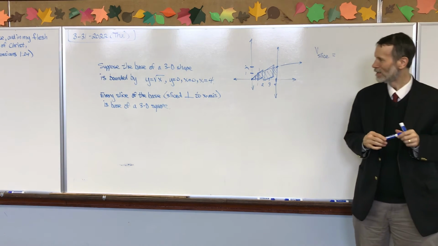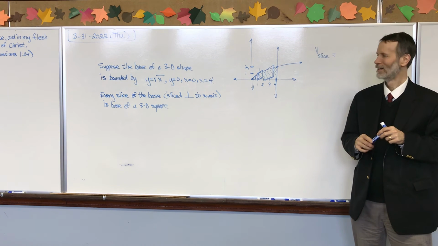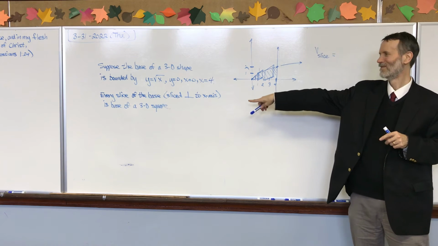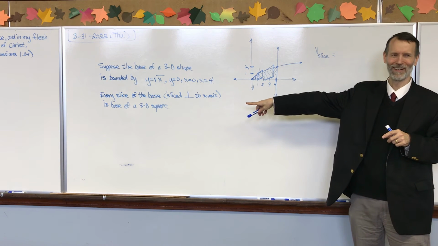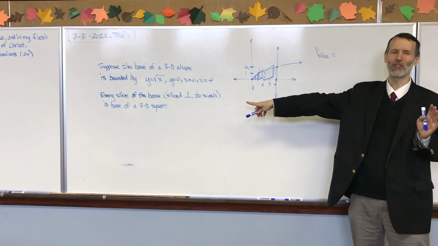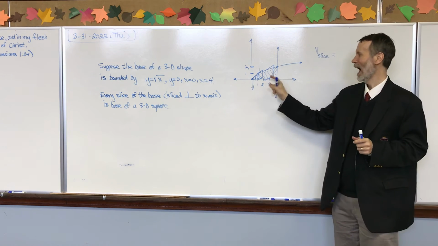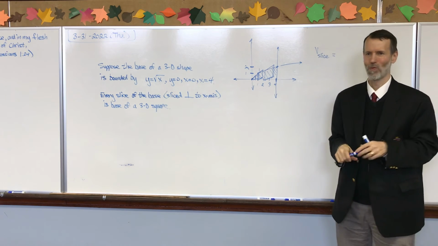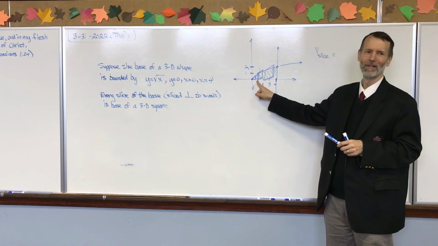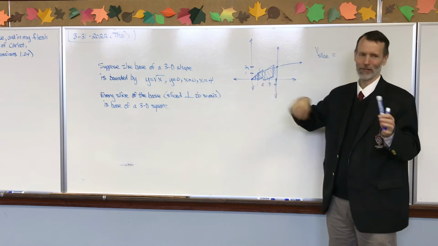It looks like a rectangle. What basic shape is the slice? Square. This is a square. How do you find out the length of a side? What's the length of a side right here? 1. Because the height is 1, and then all the other sides are 1.